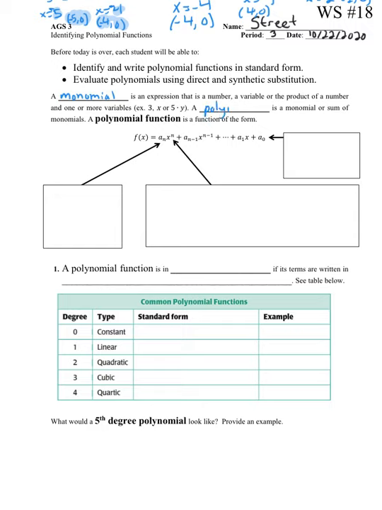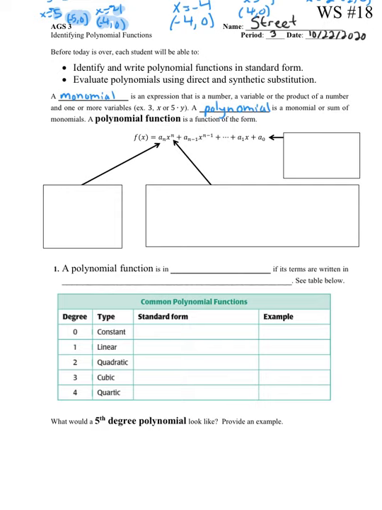What a polynomial is, is a monomial or sum of monomials. So once you have a sum or subtraction, addition or subtraction, now you're talking about a polynomial function. So a quadratic function, ax squared plus bx plus c, is a classic example of a polynomial. We're going to talk about what type of polynomial it is. It is called a quadratic. That's what we're going to be looking at today.